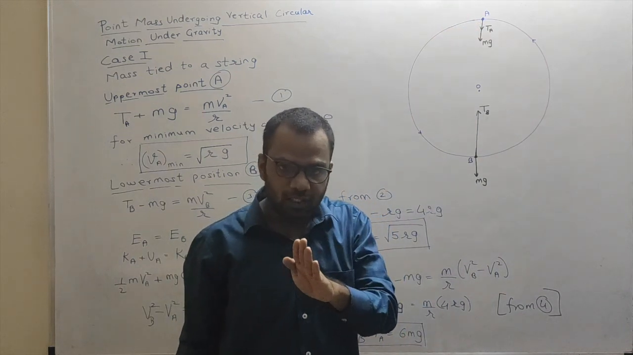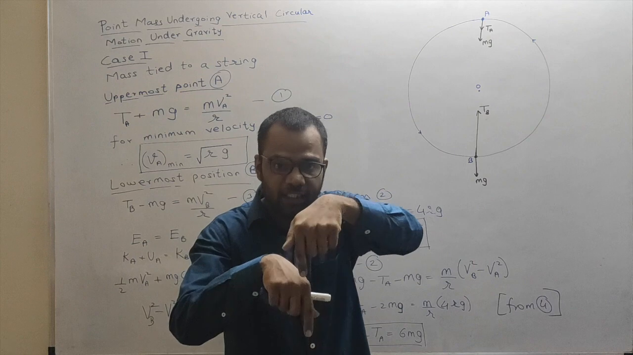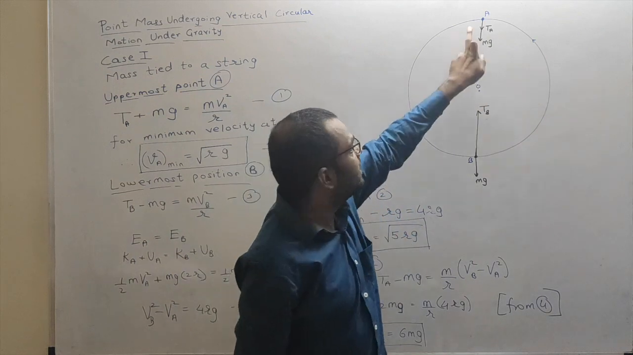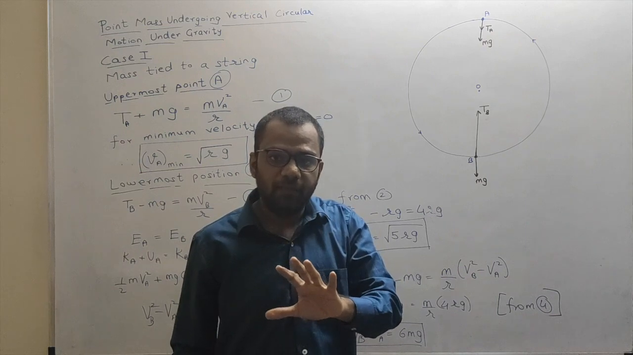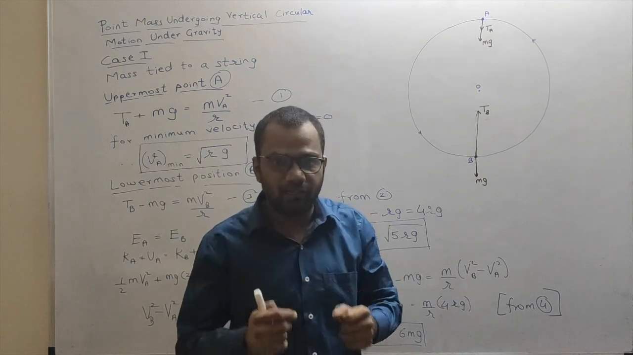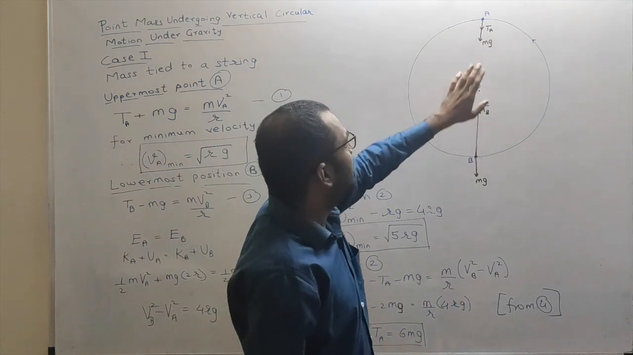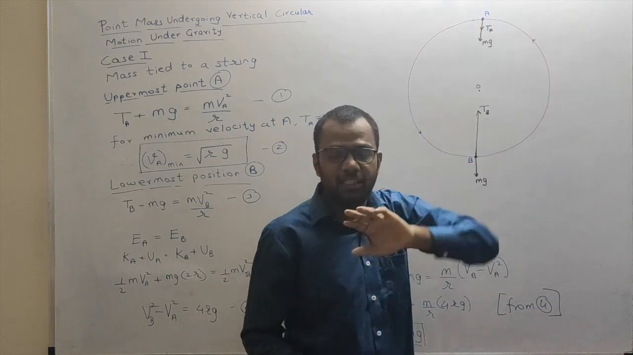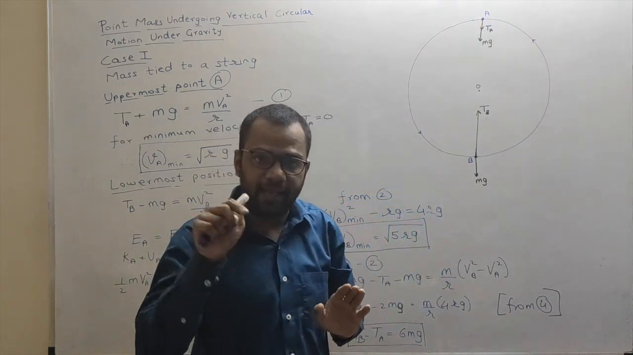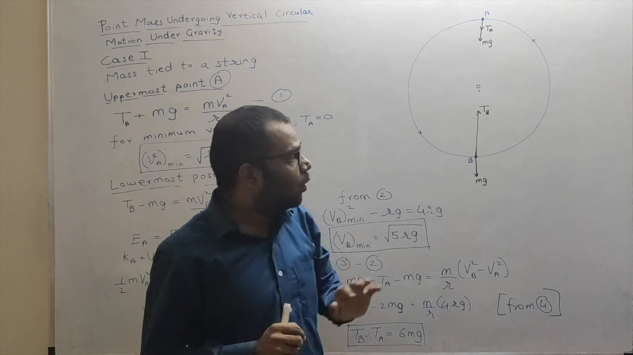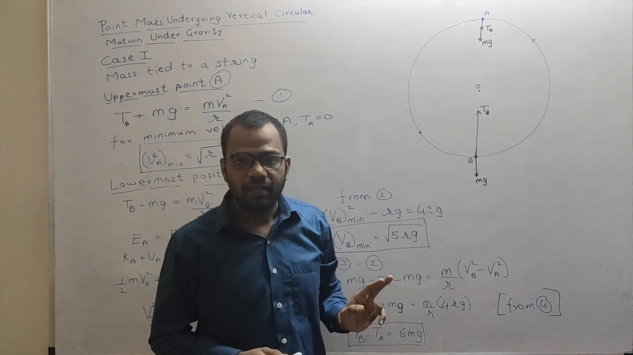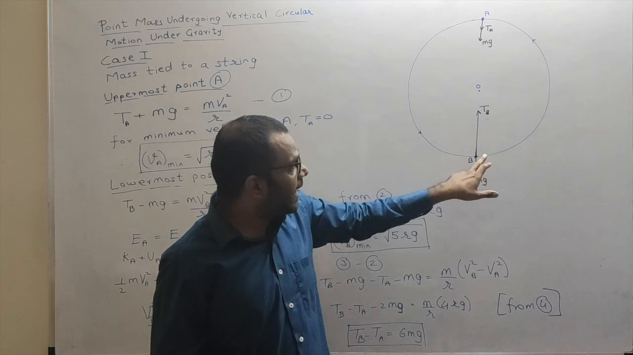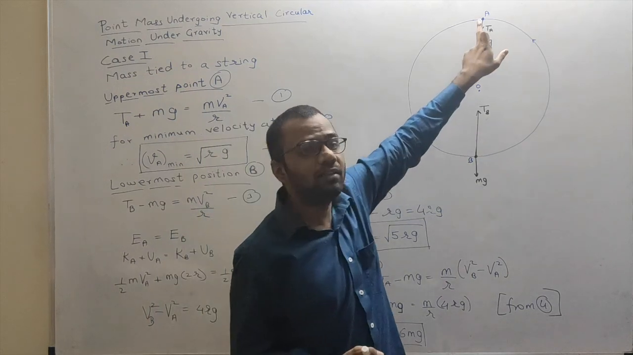So there are two forces acting on the bob in the downward direction towards the center, that is TA and mg. Both of them will act together as a centripetal force. When the particle is over here, let us say the speed of the particle is VA. Throughout the motion, the speed of the particle will not be the same. It will be maximum at the bottom and minimum at the top.